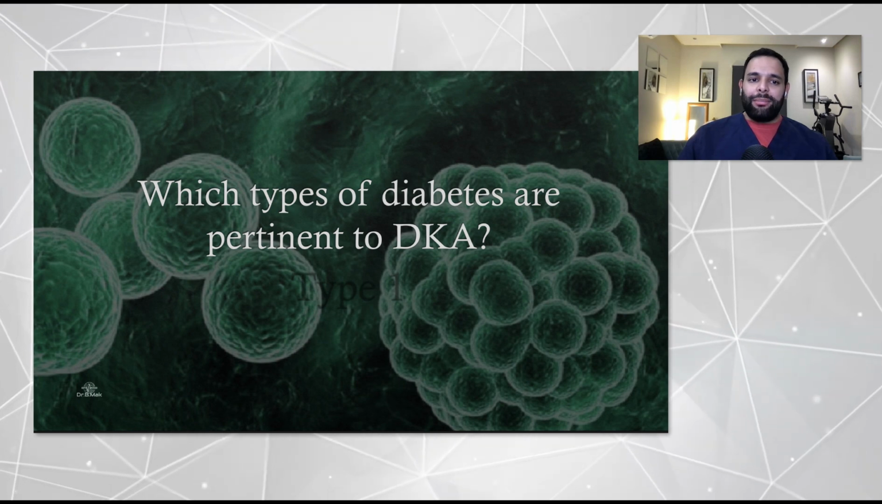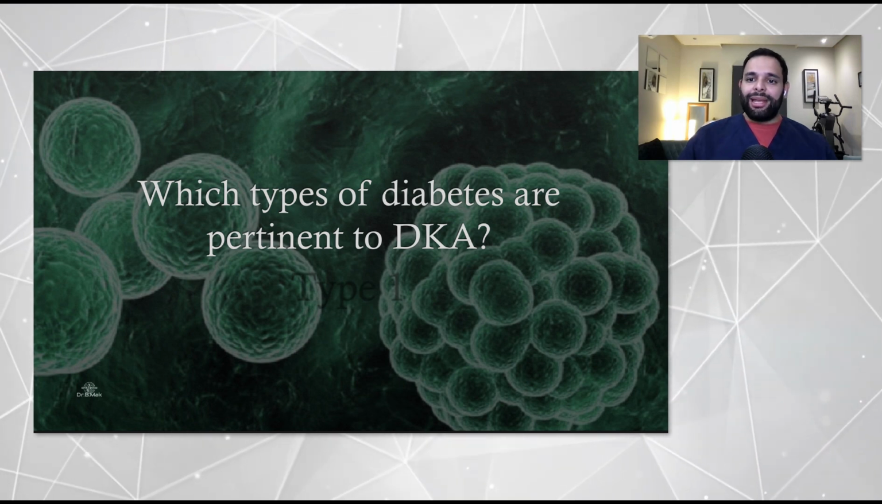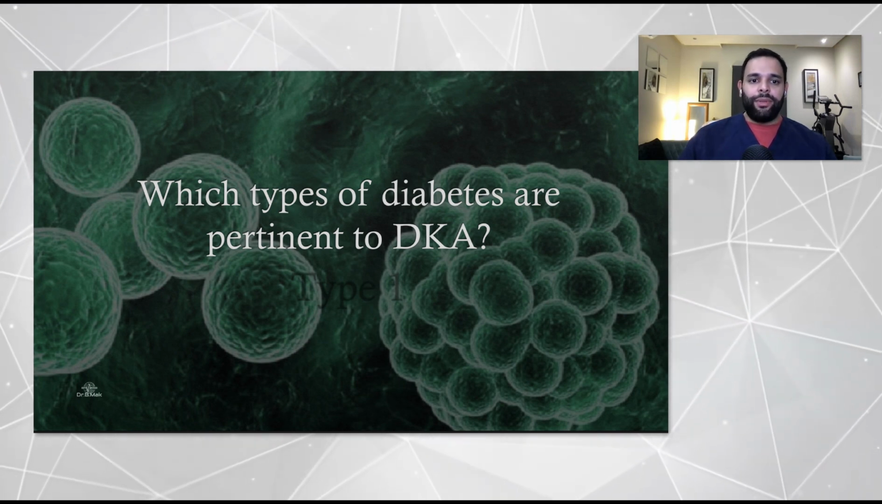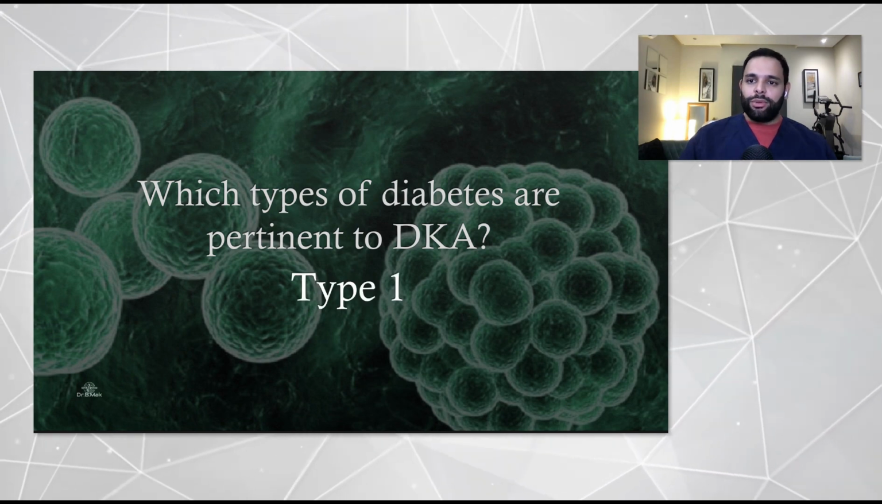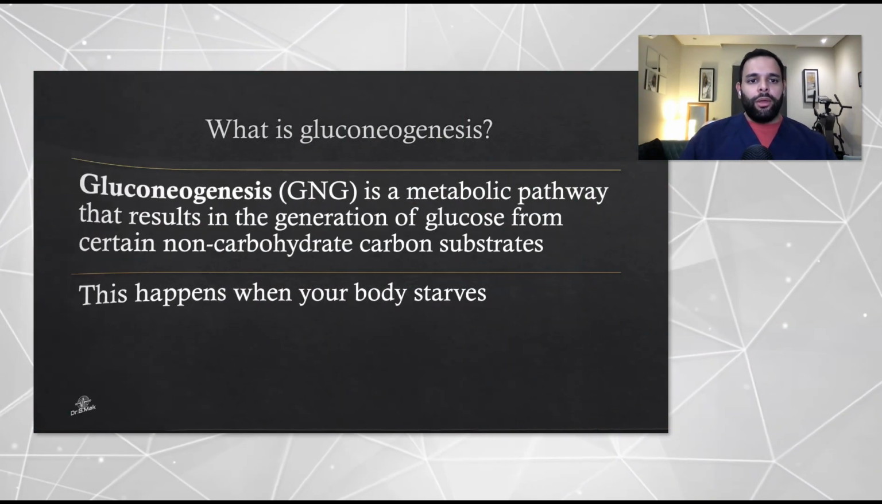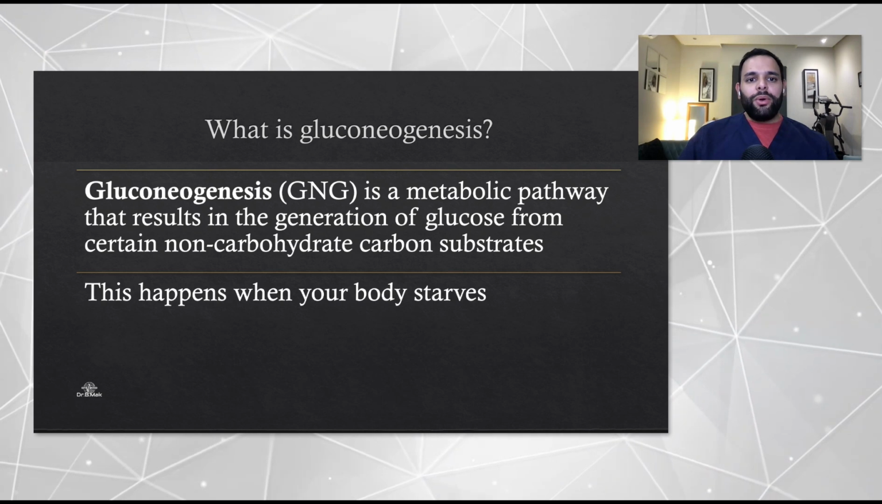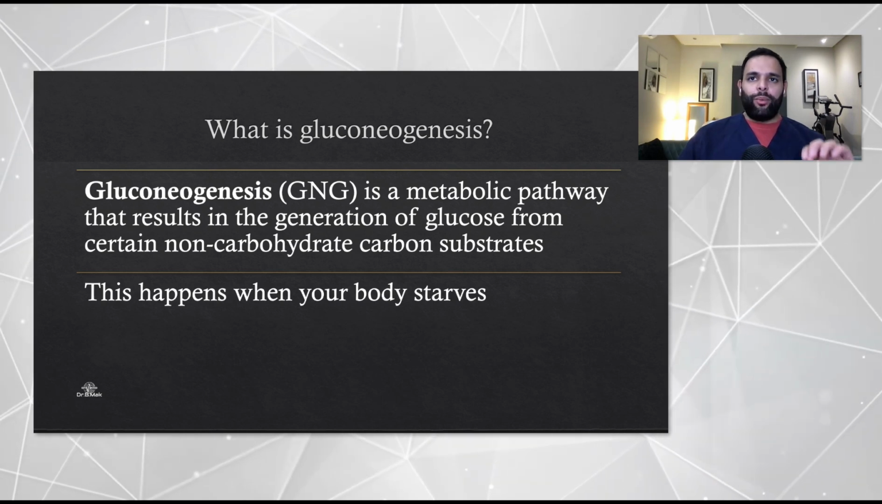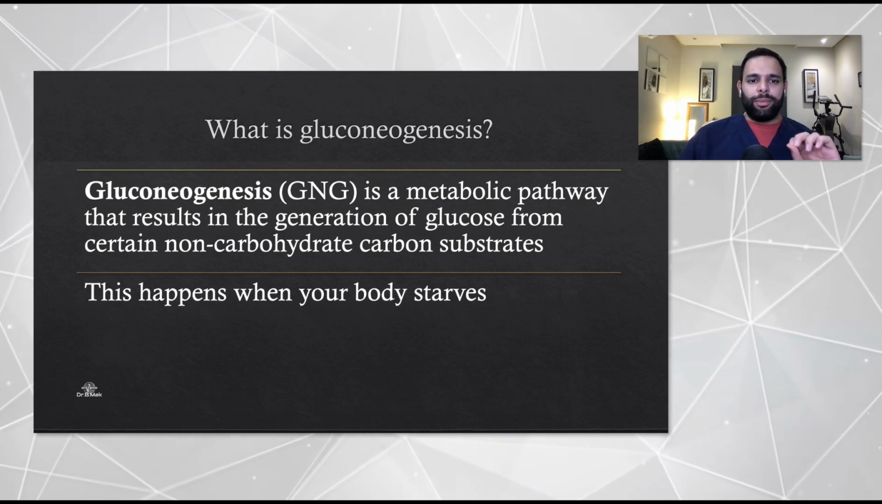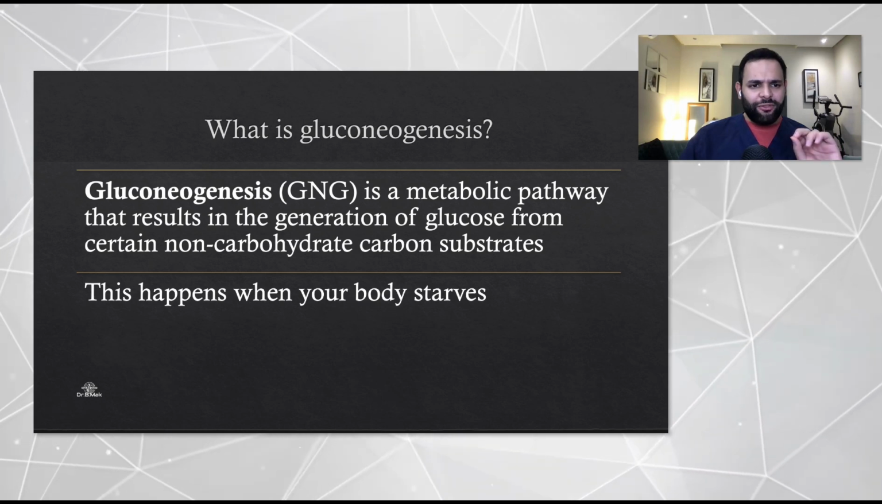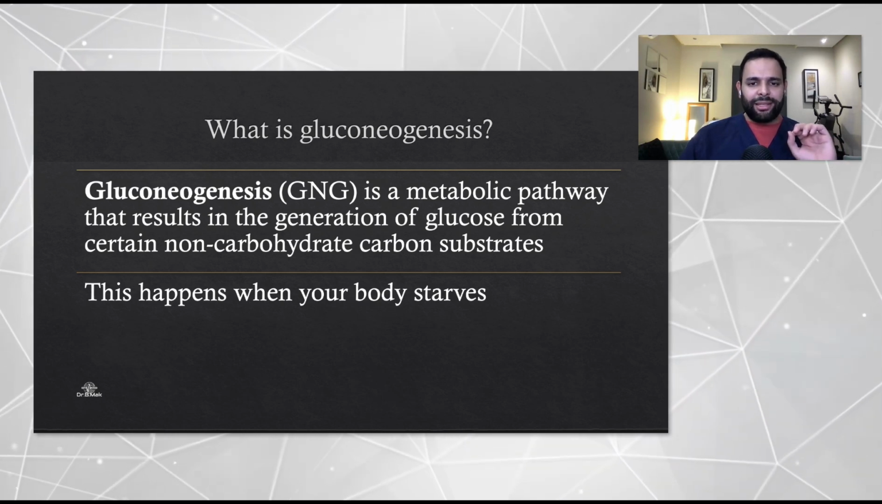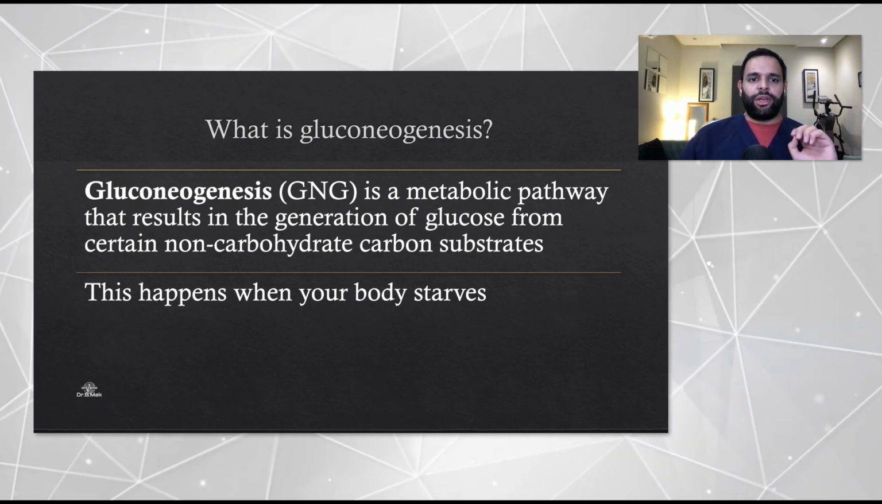Which types of diabetes are pertinent to diabetic ketoacidosis? Type 1 is probably the most important. What is gluconeogenesis? Notice how we're discussing a medical emergency, but we're really anchoring at some fundamental, basic pathophysiologic concept.